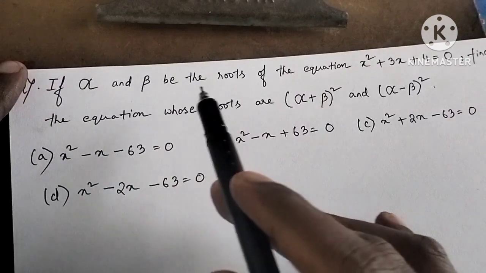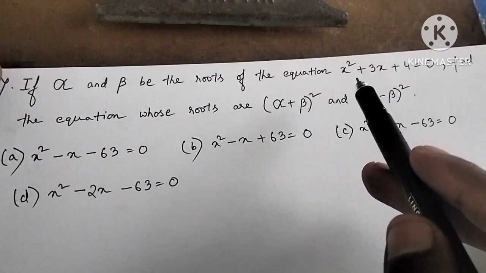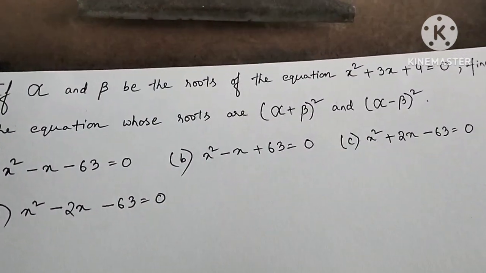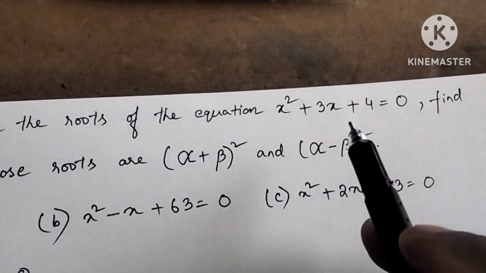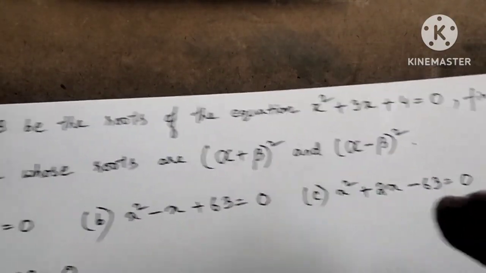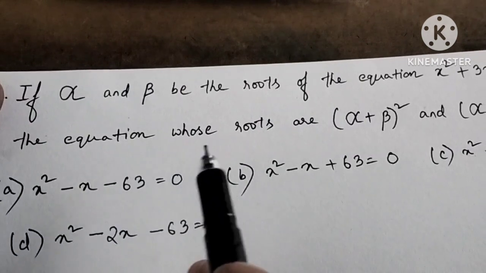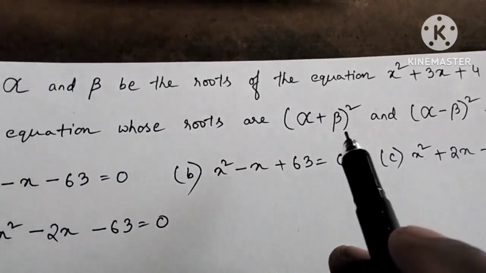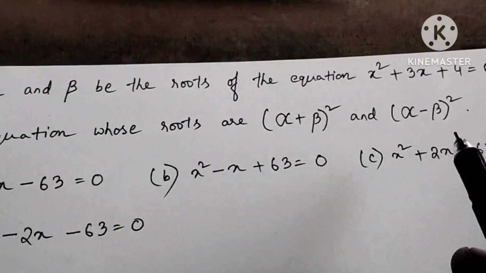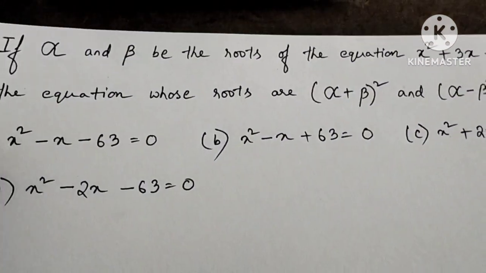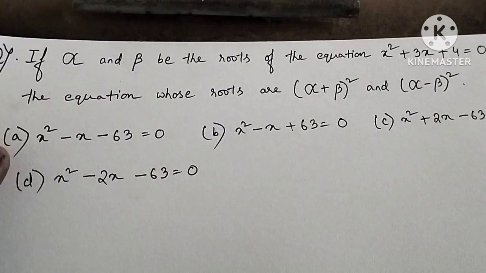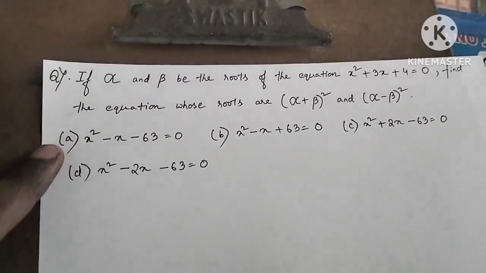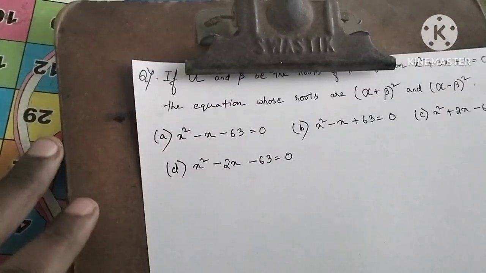Alpha and beta be the roots of the equation x square plus 3x plus 4 is equal to 0. Then find the equation whose roots are (alpha plus beta) whole square and (alpha minus beta) whole square. Clear? So I am starting the solution. You all watch it very carefully.